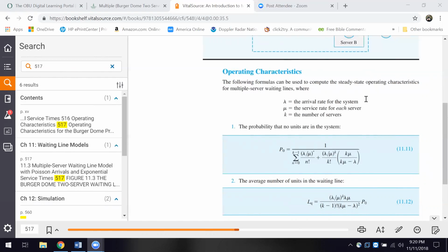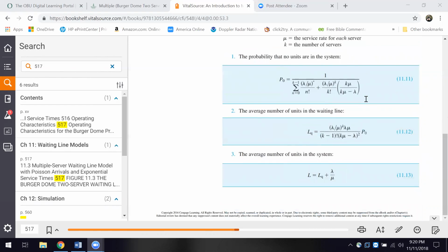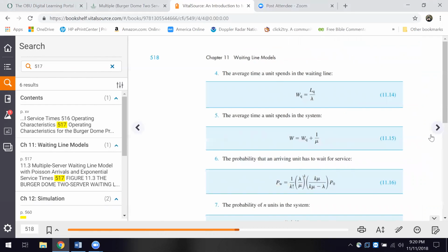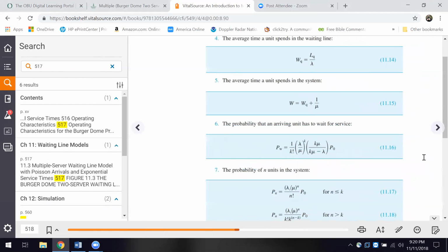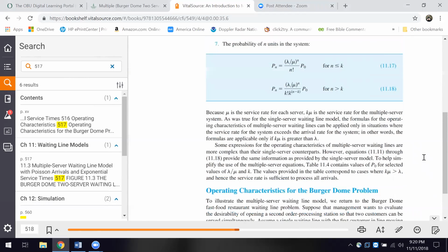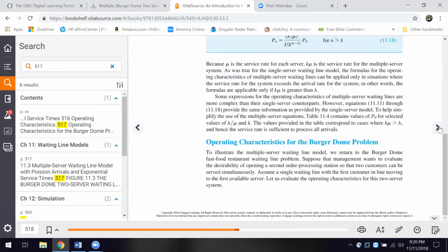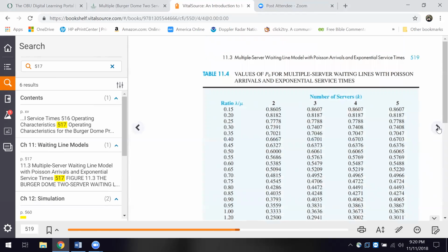This is what you're trying to figure out in terms of the multiple server waiting lines. You get the average number of units in the system, and they walk you through a series of these, and we start to use probability theorems. Then we build the operating characteristics for that problem. Now here we have the values for a multiple server line with Poisson arrivals. The Poisson, remember, is we build up and then we flatten off, we build up, we flatten off, and exponential service times.